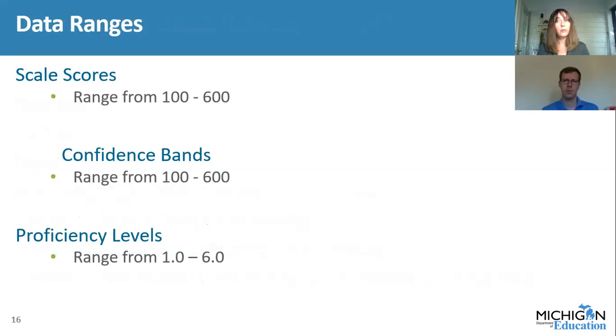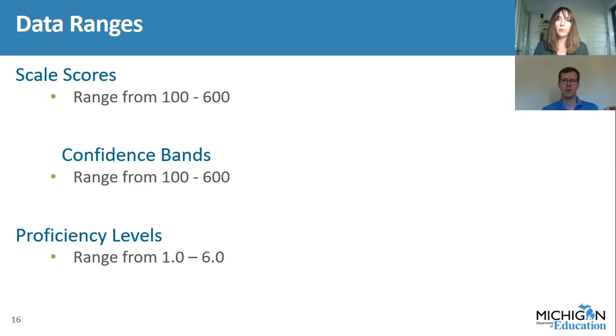So your data ranges that you will see when you look at reports or in the downloadable student data file, we're going to talk about those things later if these are new terms for you, but the data ranges that you will see look like this. They're very similar in some ways, and they kind of correspond to each other. You'll see in a second here.